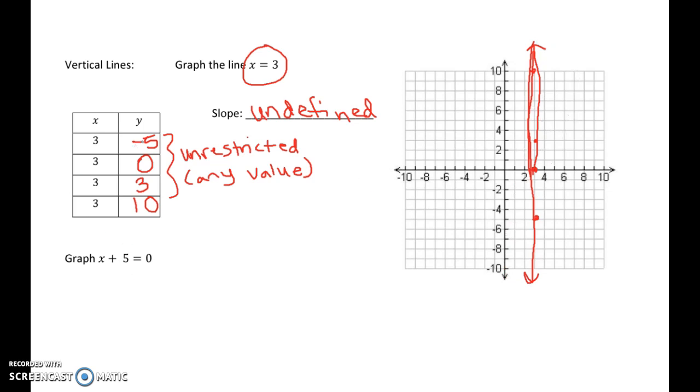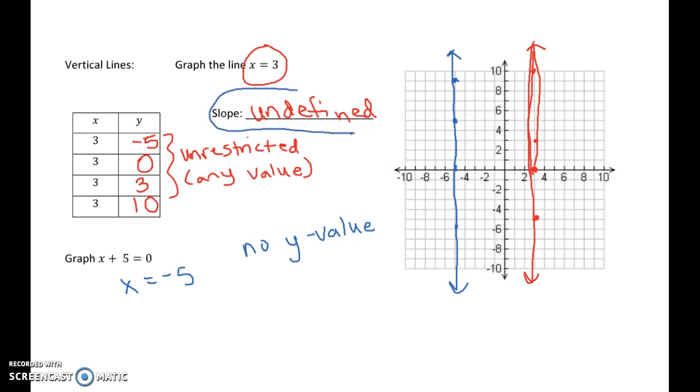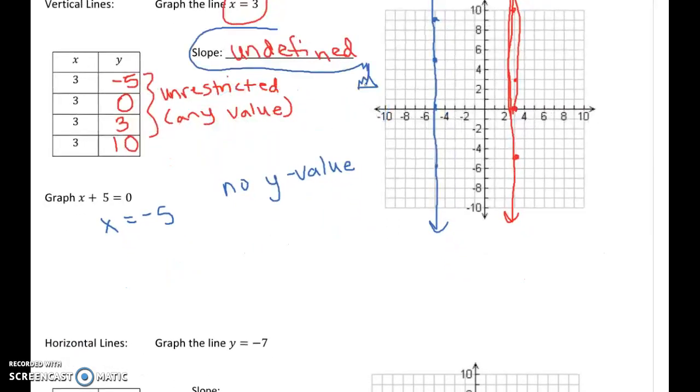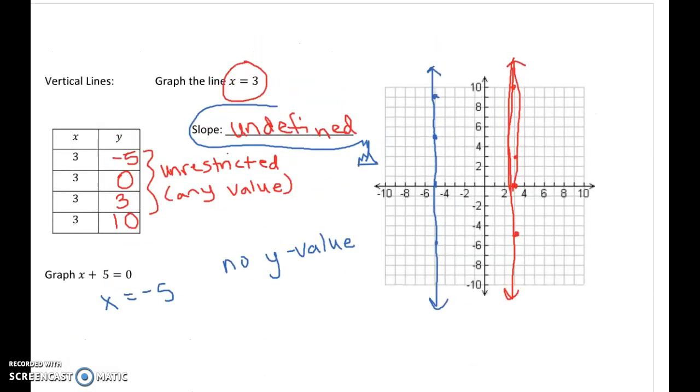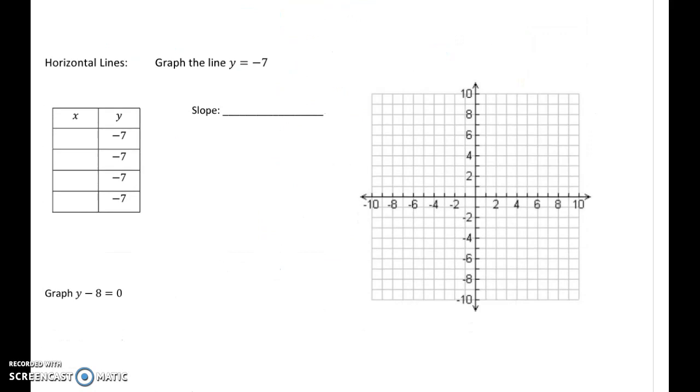Same thing here, if you were to graph x plus 5 equals 0, that's x equals -5. So at -5, we're going to plot points all along where x equals -5 the whole time. And again, it creates, let me try to do this one a little bit better, a vertical line. There we go. So anytime there's no y value in the equation, you're going to have a vertical line. And what we have is undefined slope. We'll talk about slope more in section 8.4. Oh, sorry, I didn't mean to move the screen there. Undefined slope.